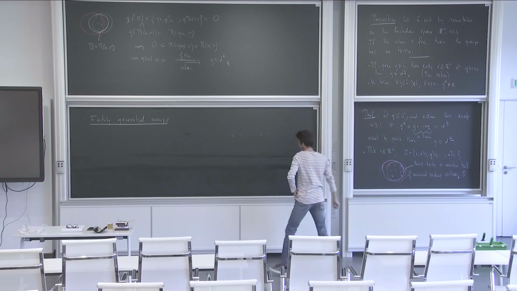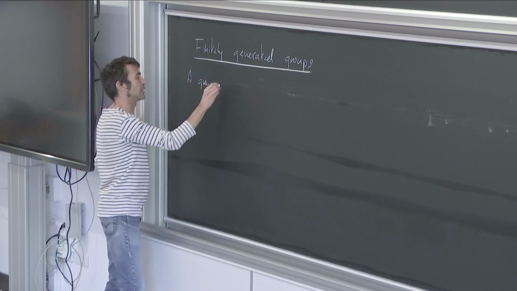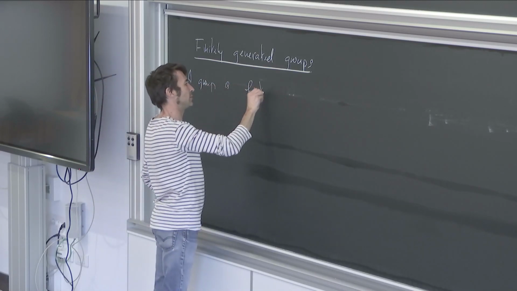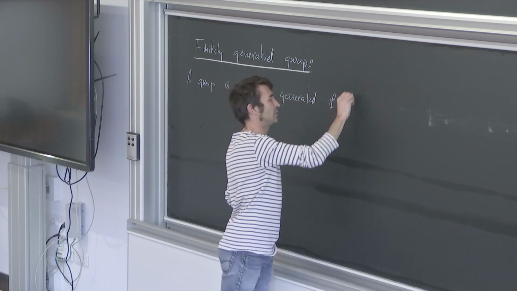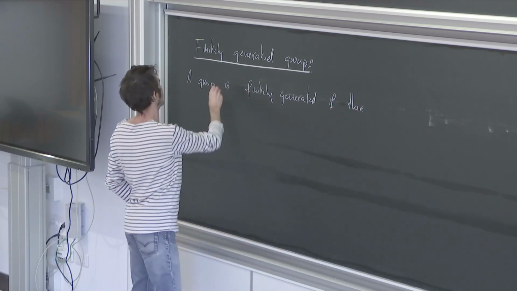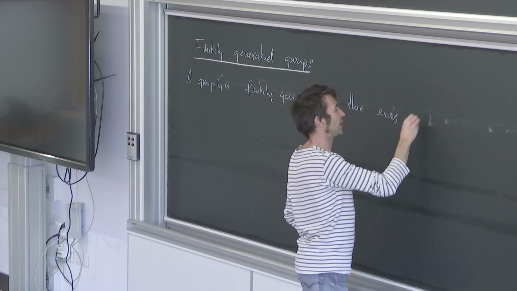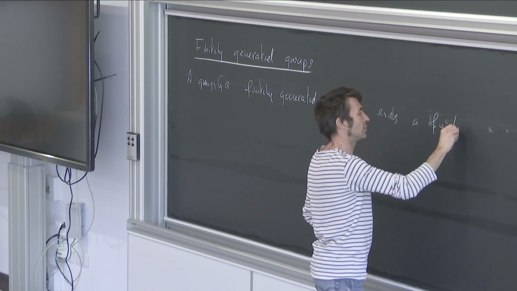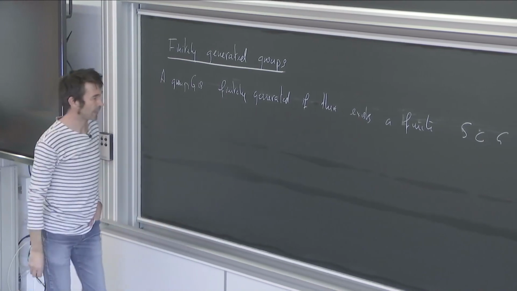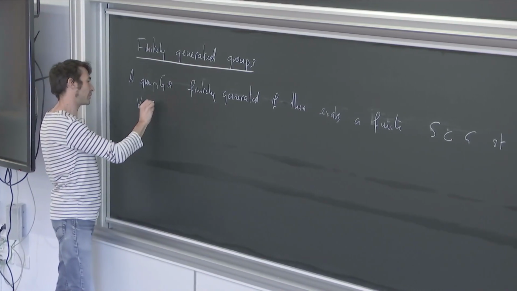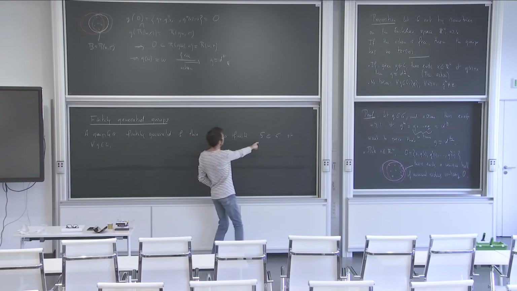So we say that a group G is finitely generated if there exists a finite subset S in G such that any element of G can be written as a product of elements of S.